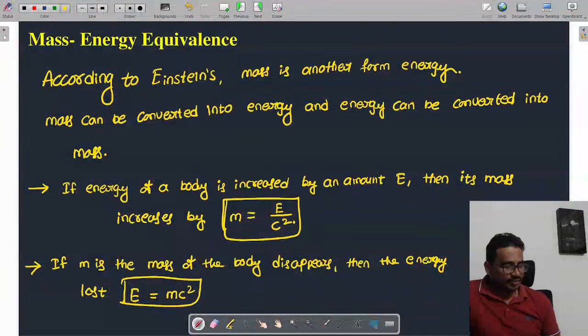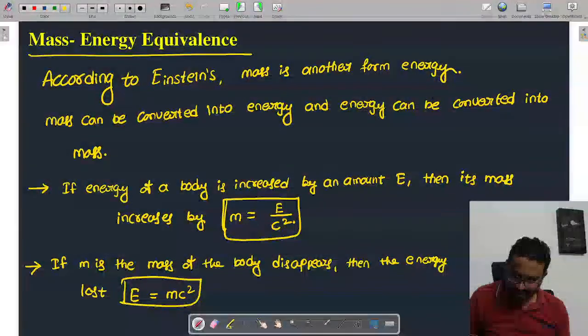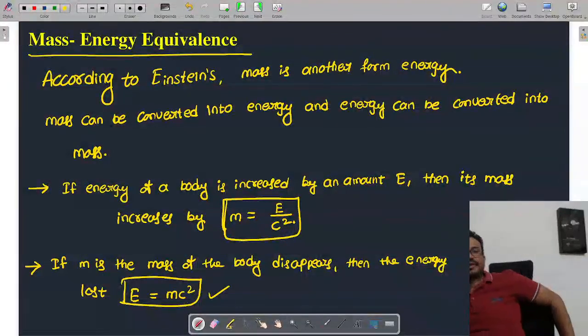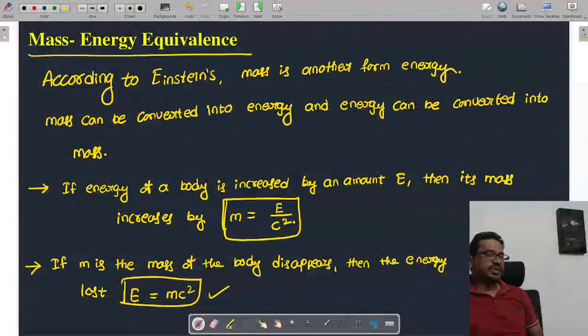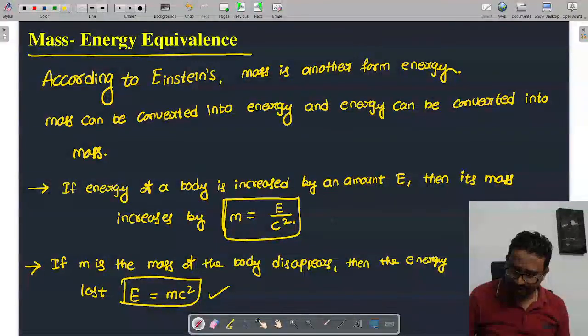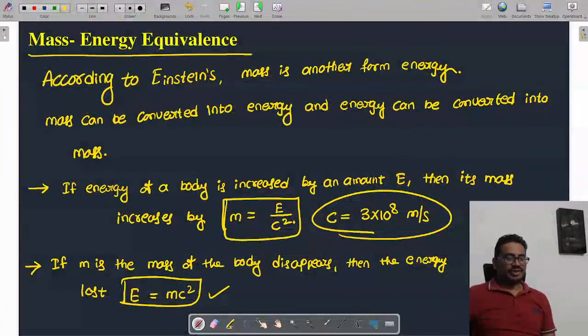So note down this thing. This equation is called as a mass energy equivalence. This is the relation given by Einstein, the relation between the mass and energy. C is the velocity of light. C value given as what? 3 into 10 power 8 meters per second.